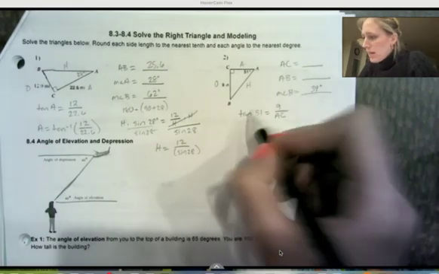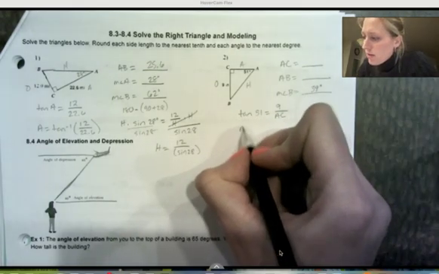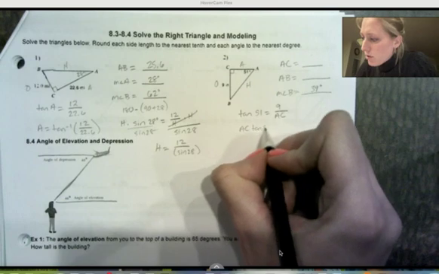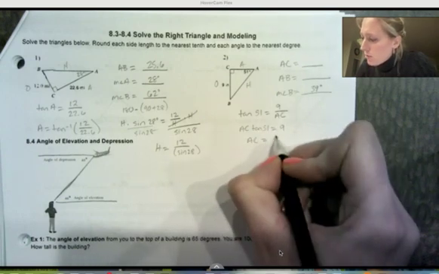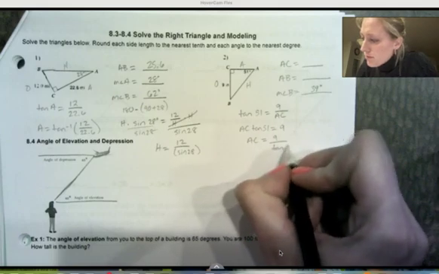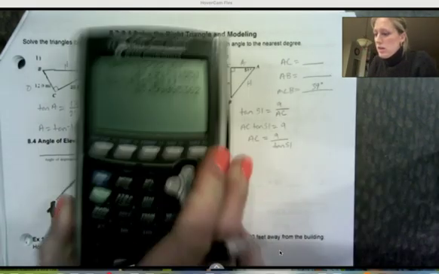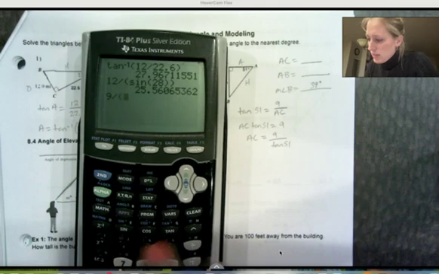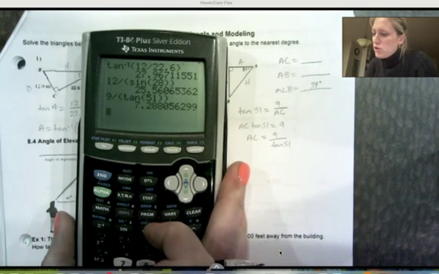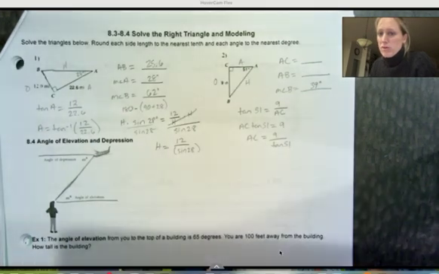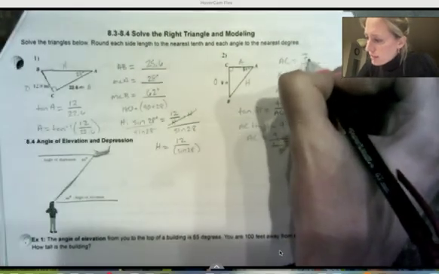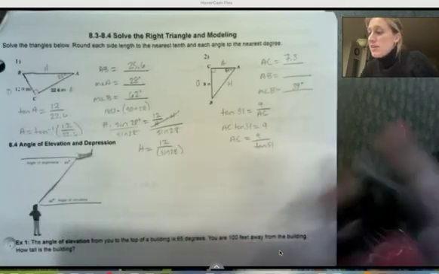Multiply both sides by AC. So I have AC times tan 51 equals 9. Divide both sides by tan 51. So 9 divided by tangent of 51 degrees is 7.2. We're rounding to the tenth, so the 8 will bump that 2 up to a 3. So 7.3 for AC. Now we need to find the hypotenuse.